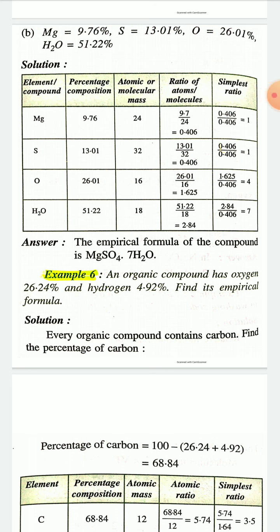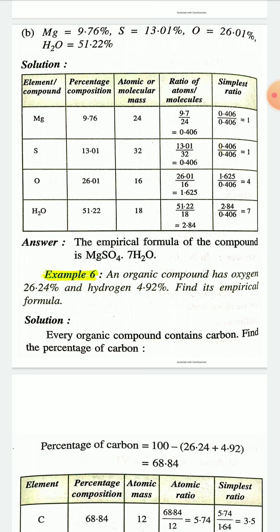and it is written in the table. You can see magnesium, sulfur, oxygen and water. Now in the second column you have to write down the percentage composition of each respective element. After that, in the next column you have to write the atomic or molecular mass of each respective element. So atomic mass of magnesium is 24, of sulfur is 32, of oxygen is 16, and molecular mass of water is 18.